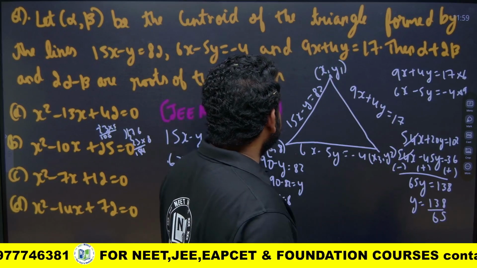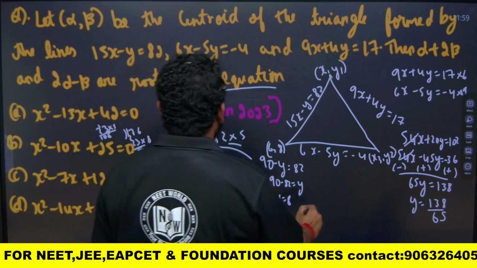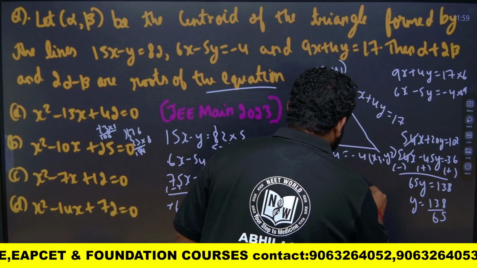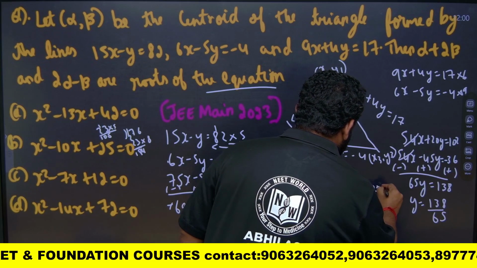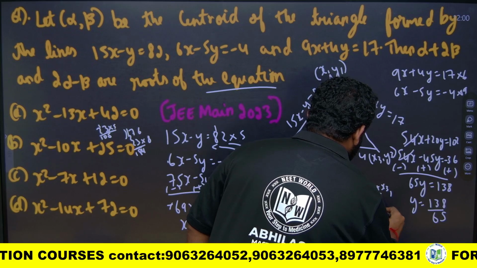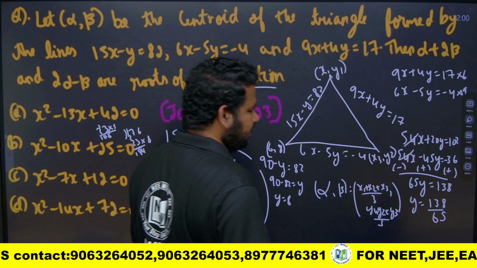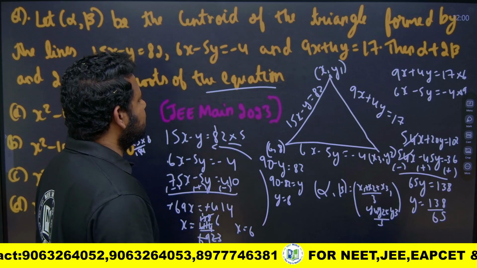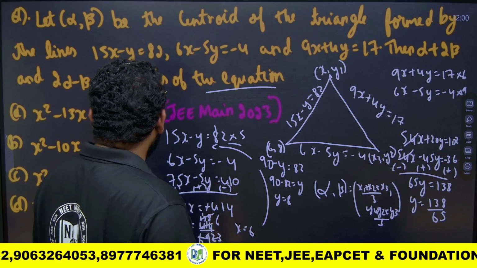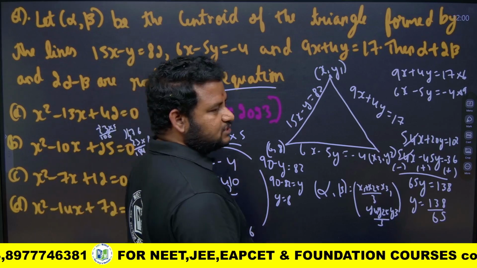Then you can put the values and you will get alpha and beta. Alpha and beta is equal to x1 plus x2 plus x3 divided by 3, comma y1 plus y2 plus y3 divided by 3. You will get the value of alpha and beta, that is the centroid. Then the equation whose roots are alpha plus 2 beta and 2 alpha minus beta, you can get it using the sum of the zeros and product of the zeros.